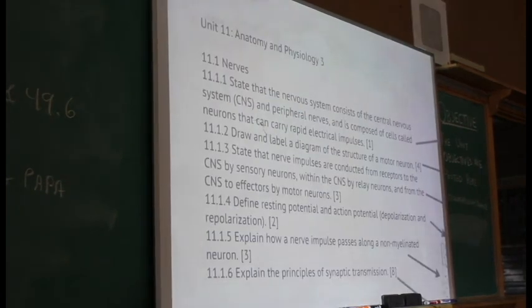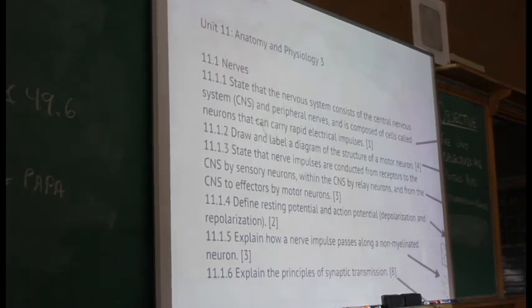I want to give you more information on it tomorrow. For now, just recognize there are myelinated and non-myelinated axons. They function differently. They both pass signals down the axon in one direction. Tomorrow, more information on that. The last one is pretty complicated. You need to know 8 points about synaptic transmission. I'm going to show you a couple of different animations tomorrow about this.